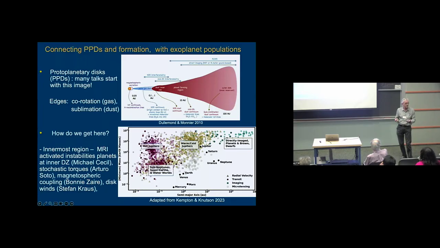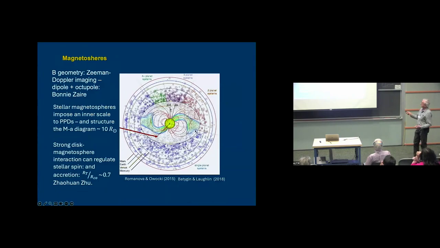What would that do to their composition? There are stochastic torques possibly present when the MRI kicks off. That will be a factor. And disk winds, which will be present everywhere. This beautiful picture here that Bonnie Zare emphasized in here, in one glance tells you that the magnetosphere or something has imprinted itself on the MA diagram in a fundamental way.